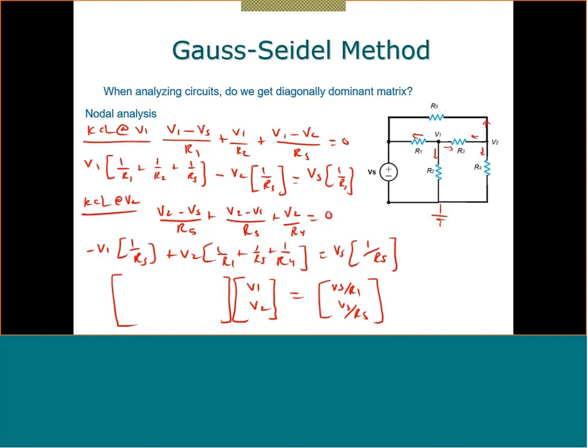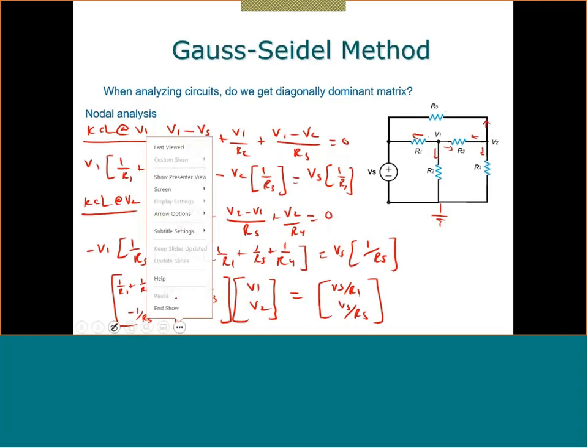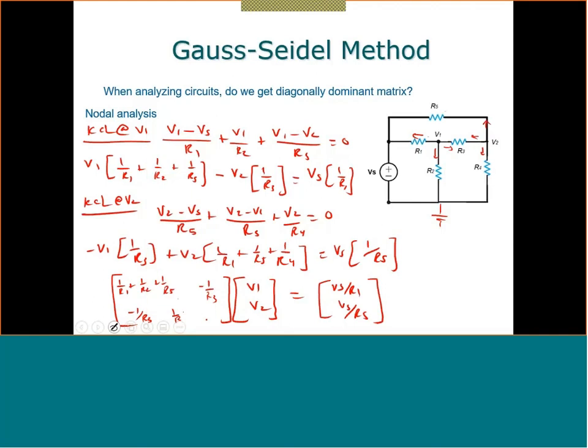1 over R1 plus 1 over R2 plus 1 over R5, and here it is minus 1 over R3. I will address the question, just give me a few seconds. Let me finish this, and then I will come back to you. This is minus 1 over R3, and here it is 1 over R1 plus 1 over R2 plus 1 over R4, 1 over R3.